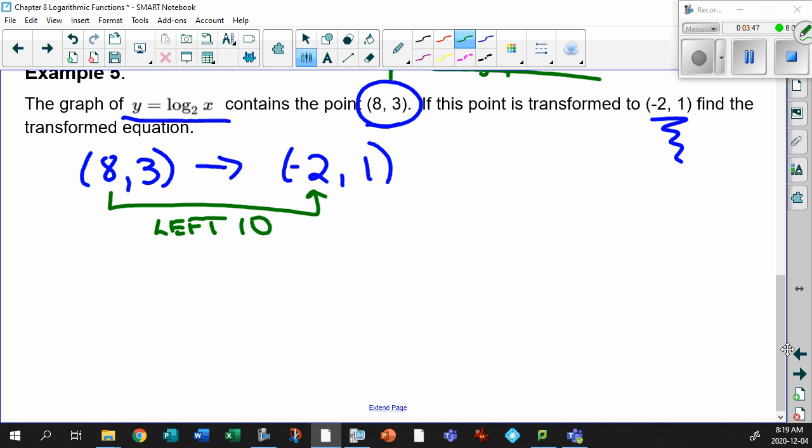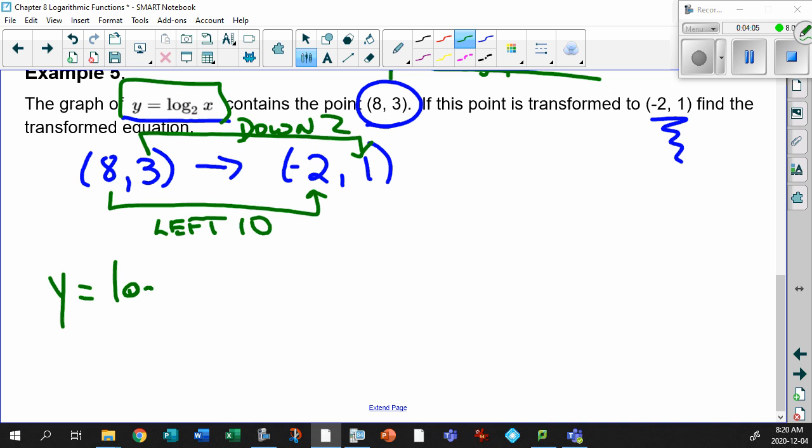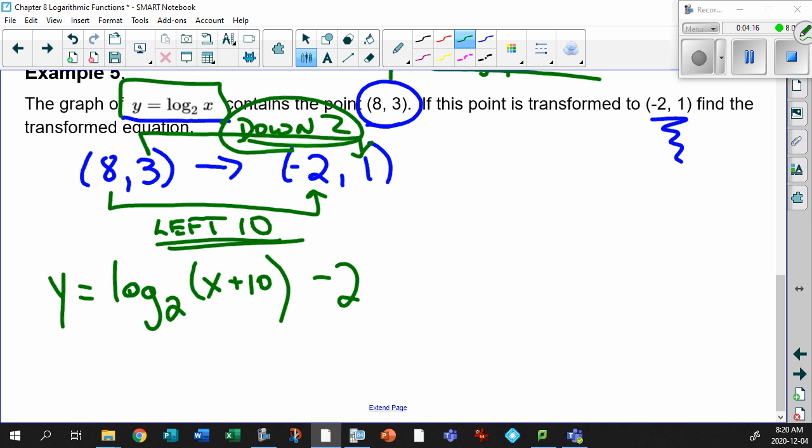Well, let's keep on going with the translations here. How do I go from 3 to 1? Well, obviously, if I'm going 3 to 1, I'm going down 2. So I could just put that in there right now. Check this out. y becomes equal to log base 2. Horizontally, I'm going left 10, so this makes this x plus 10. I'm going down 2, minus 2. There's my graph. There's my equation.